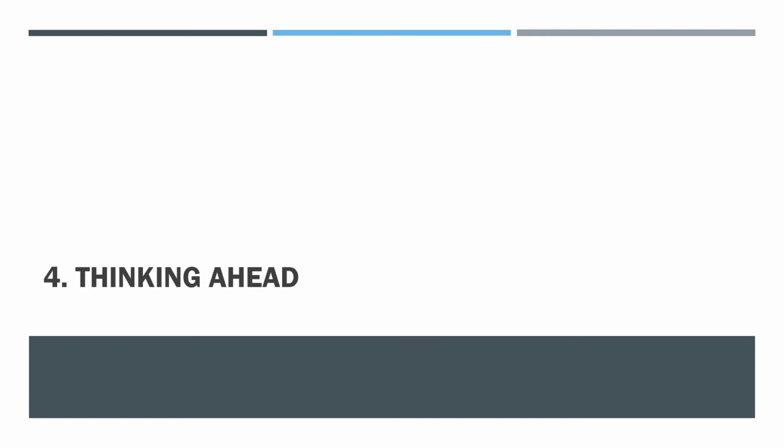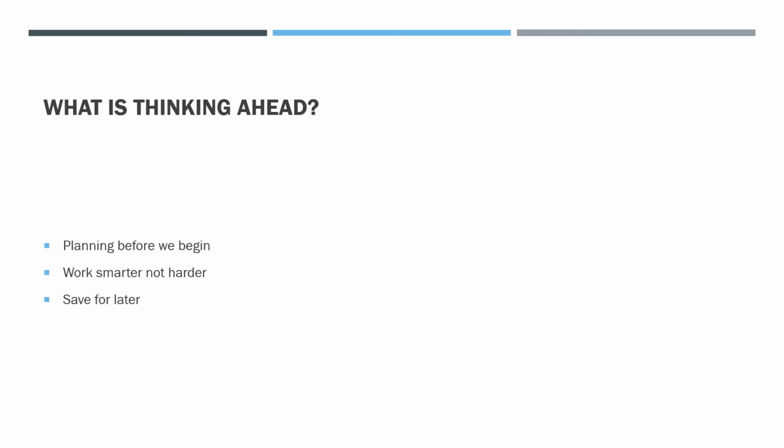Now I want to introduce a new topic, which is thinking ahead. Thinking ahead is a strategy that programmers employ to reduce the stress and work of producing programs. Programmers who work carefully plan before they begin, and they aim to work smarter rather than harder. Wherever possible, they save code to reuse another time.